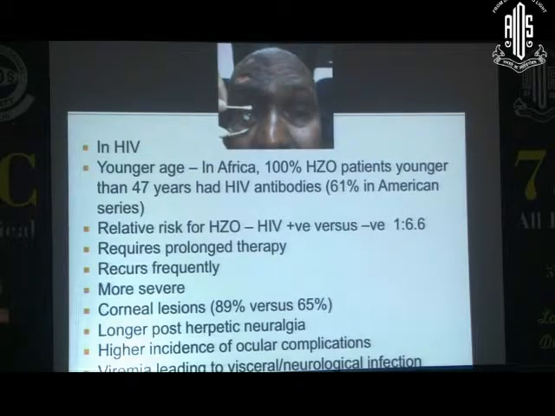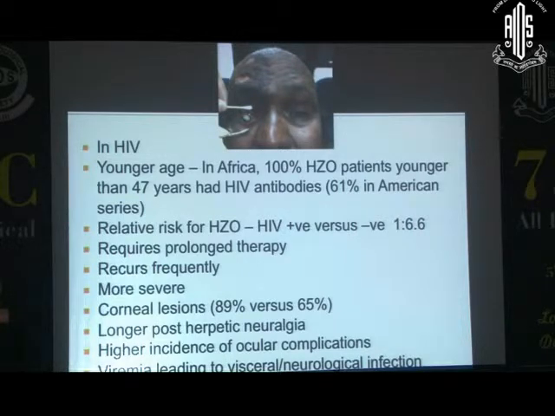Now, in one of the series in Africa, they found 100% of herpes zoster ophthalmicus patients younger than 47 years old were positive for HIV antibodies. And in another American study, they found in patients less than 45 years, 61% were positive for HIV. What I want to stress is: young patients, herpes zoster, get an HIV test done.